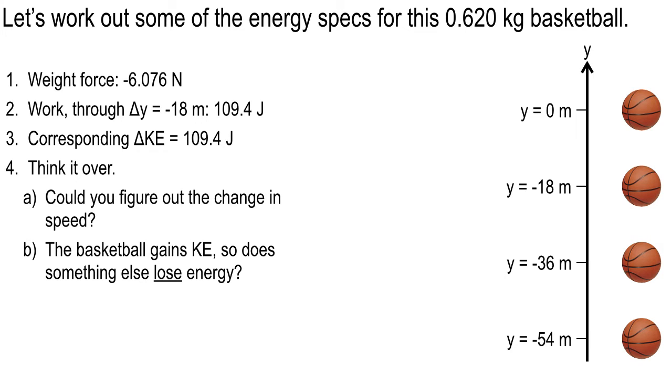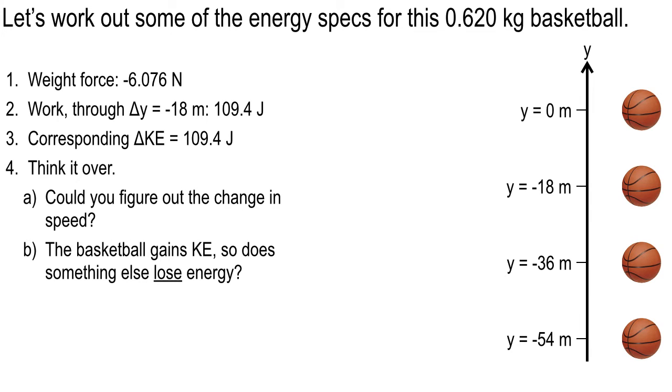If delta Y were positive, that would signify you're going up, and in that case your displacement is upward, your force is downward, anti-parallel, so there is a negative change in the kinetic energy. In other words, you lose speed. You lose kinetic energy on the way up, but this one is on the way down, so 109.4. The corresponding change in the kinetic energy is the same as the work. That is the definition of work. And the formula for computing the work is F parallel times delta Y in this case.